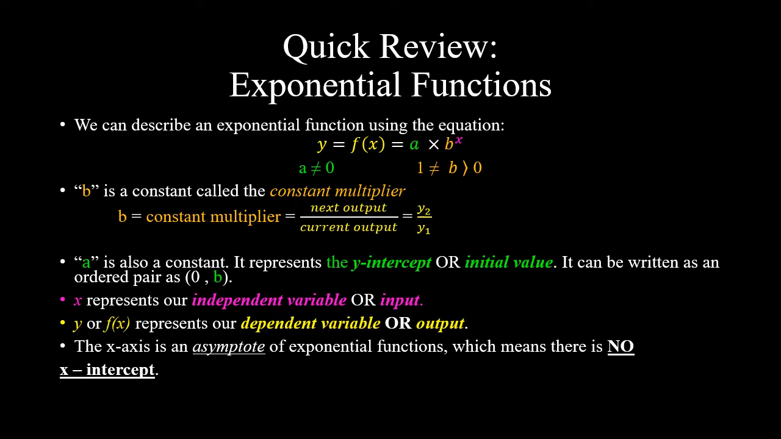So again, with exponential functions, just like with linear functions, we saw that this y-intercept, this initial value, was very, very important. X was, again, our independent variable or input, and y, or f of x, was, again, our dependent variable or output. But we saw that with exponential functions, we did not have an x-intercept. The x-axis was actually an asymptote, which means that while our exponential function could get really, really close to it, it never actually touched it. So there was no x-intercept. So for linear functions, we could have one x-intercept. But for exponential functions, we had no x-intercepts. An interesting difference.